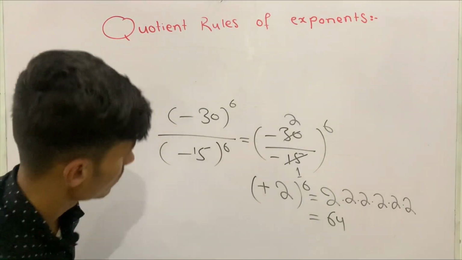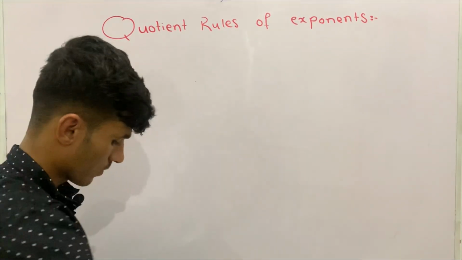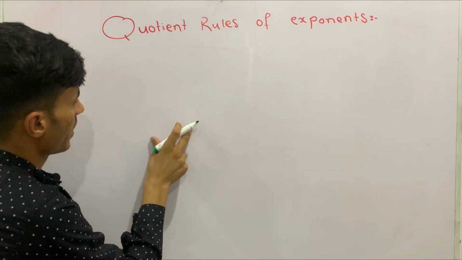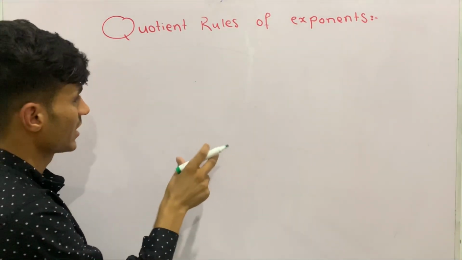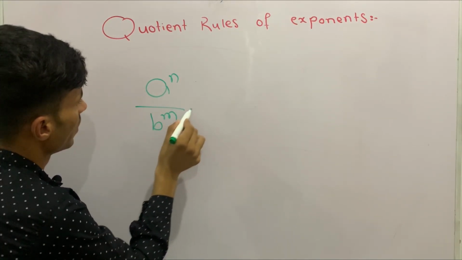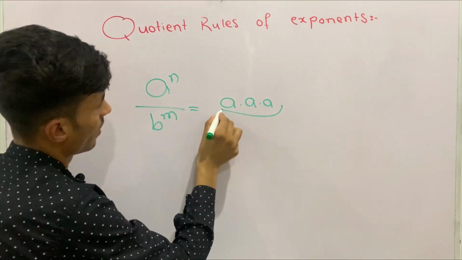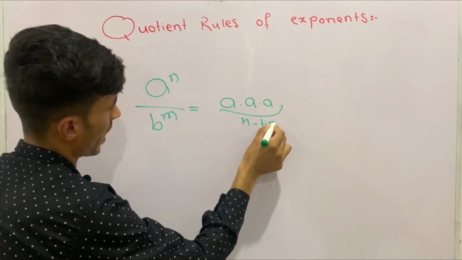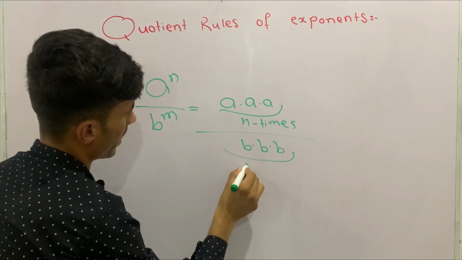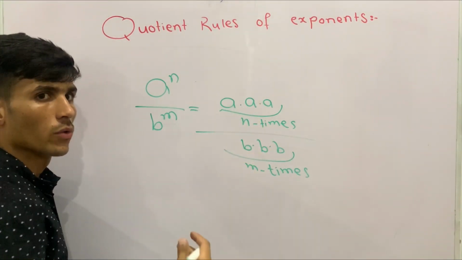Now let's move into the third quotient rule for exponents. That is, we're having both the exponents and the bases different, like a to the n and b to the m. So simplifying each exponent, a into a into a, n times, whatever the n is, divided by b into b into b, m times. Then divide them by each other, you will get the answer.